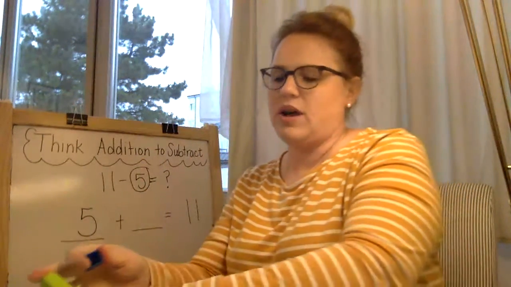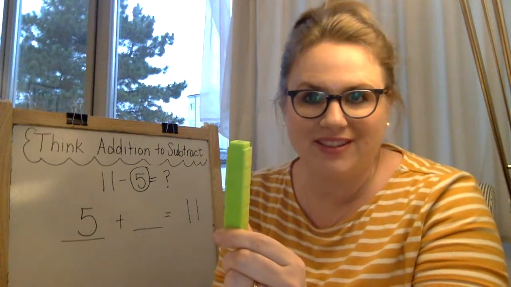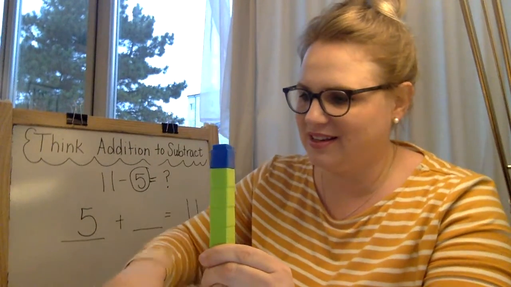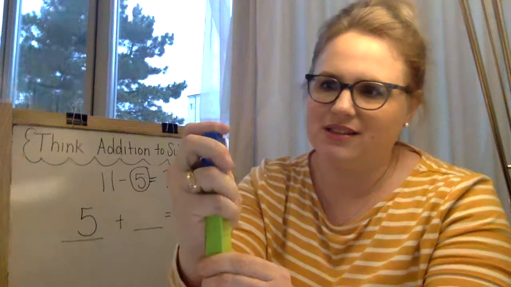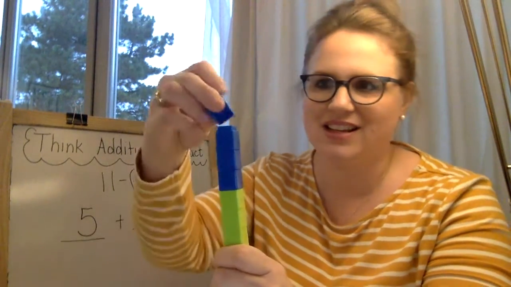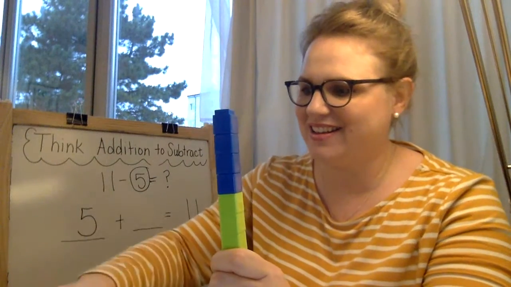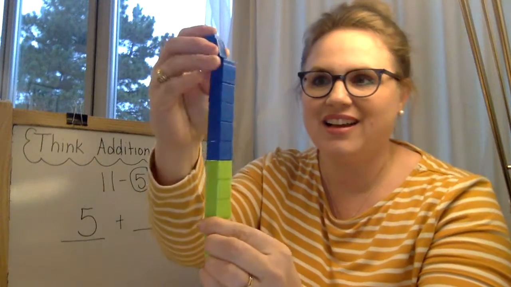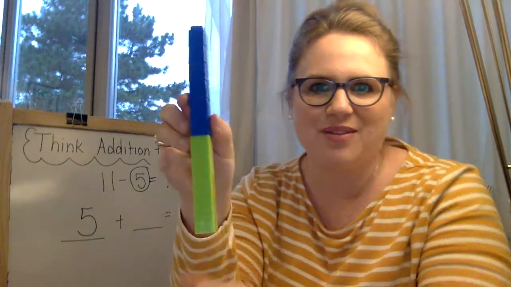Okay, you ready? So I have 5. What comes right after 5? 6, 7, 8, 9, 10, almost there, 11. There we have it.